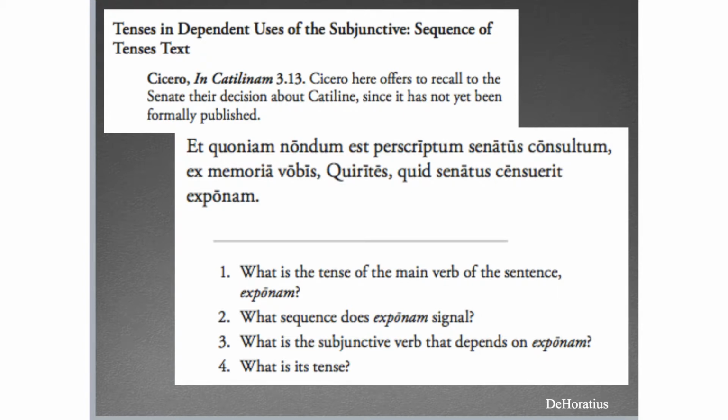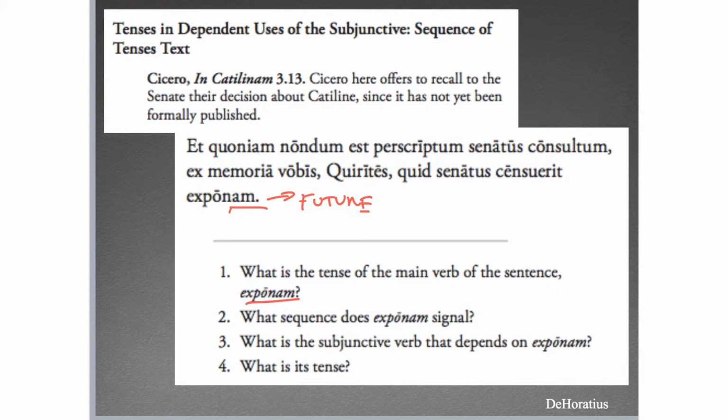Here's a text that sort of illustrates things from Cicero's Against Catiline. So what's the tense of the main verb of the sentence? That is going to be exponam, which is here. With that am, it's going to be a future. It could technically be a present subjunctive, but for sequence of tense, either one is going to get us into which sequence? Primary sequence. So we've got a non-past main verb, and that's going to get us into primary sequence.